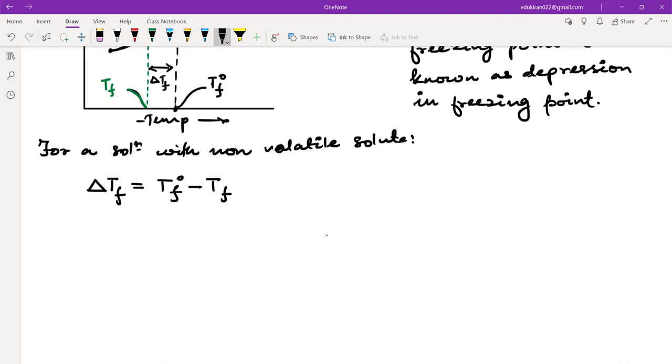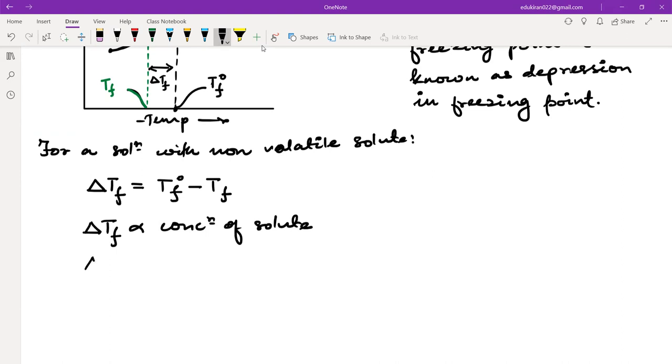Also, one more thing is very much clear. All of you tell me: what will happen if I add more and more solute in the solution? Can I say that the freezing point of the solution will get lowered, yes or no? Yes. That means the difference will be higher, if it is getting more and more lowered. The delta TF will be directly proportional to the concentration of solute.